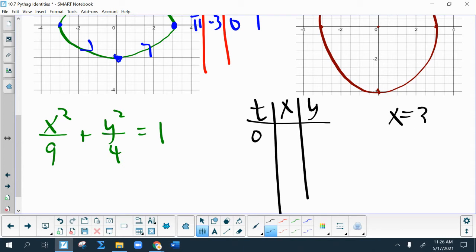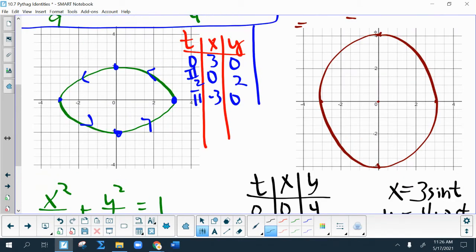So remember, this was x equals 3 sine of t and y equals 4 cosine of t. So when I'm substituting 0 in for t, now my sine is on the x and sine of 0 is 0. So my x value is 0. And when I put 0 in for cosine, I get 1. 4 times 1 is 4. So I'm actually starting at the point 0, 4. So I'm starting up here.